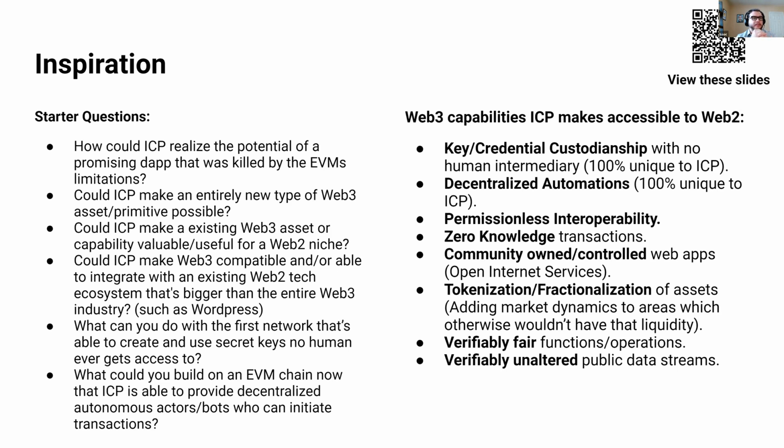Community-owned and controlled assets. This is like DAOs, open internet services, things like that. Tokenization and fractionalization. A lot of people are turning art into fractionalized assets, but I think it can go further than just that. And then verifiably fair functions or verifiably unaltered data. I know some projects are working on this, and verifiably unaltered data is something really interesting that Origin's working on.